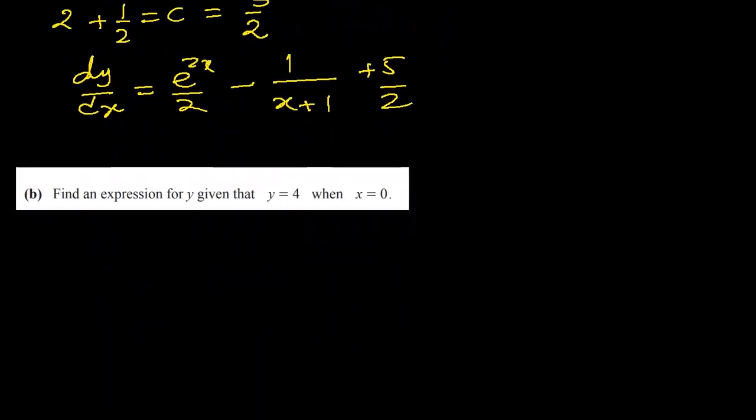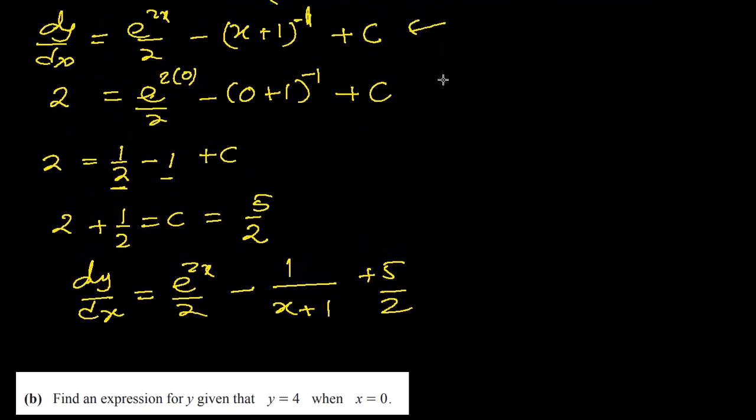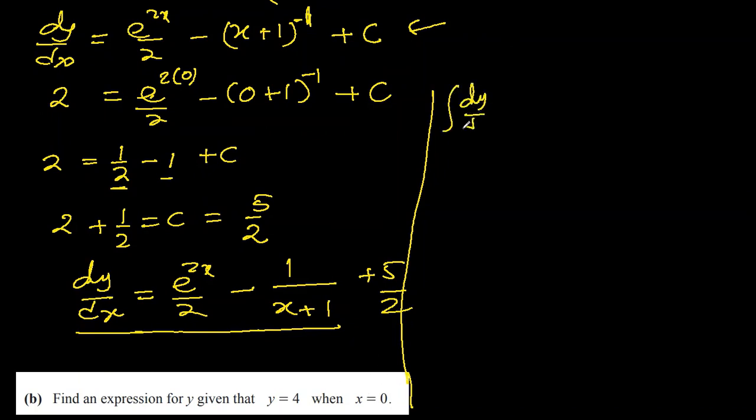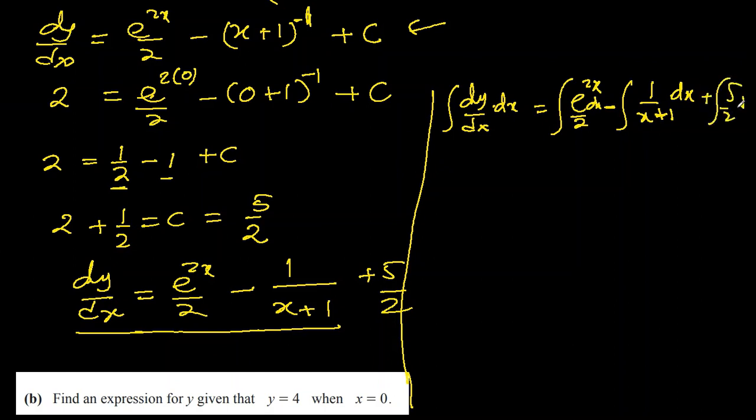Next part. Find an expression for y as well. So we can find it with the help of what we got earlier. Let's integrate this further and we'll get an expression for y. And they have given some information to find the second c. Alright, so integration of dy over dx with respect to dx is e to the power 2x over 2 minus 1 over x plus 1 dx plus 5 over 2 dx.